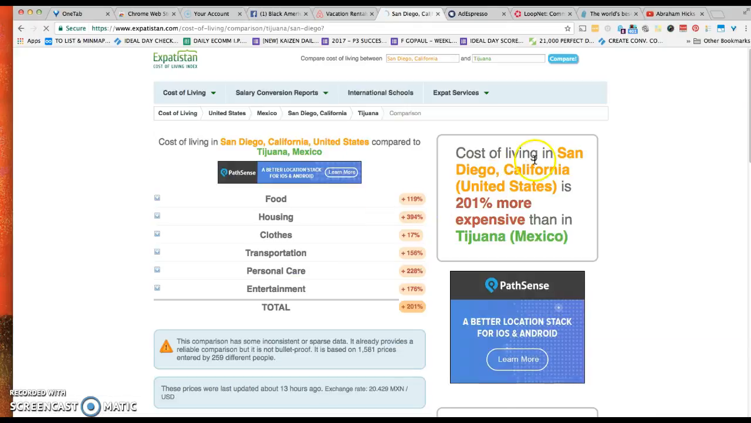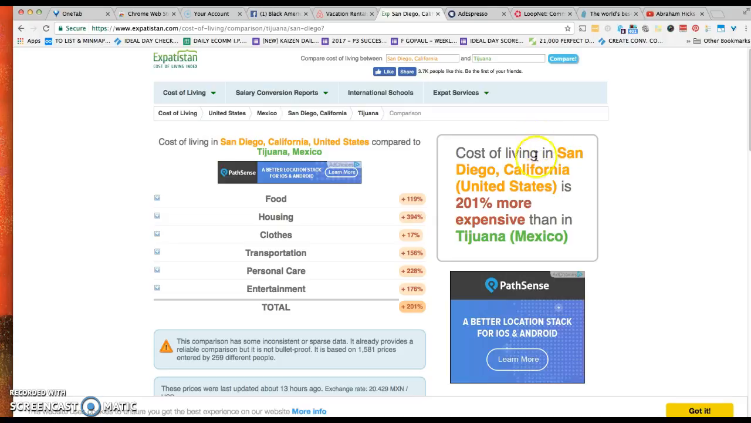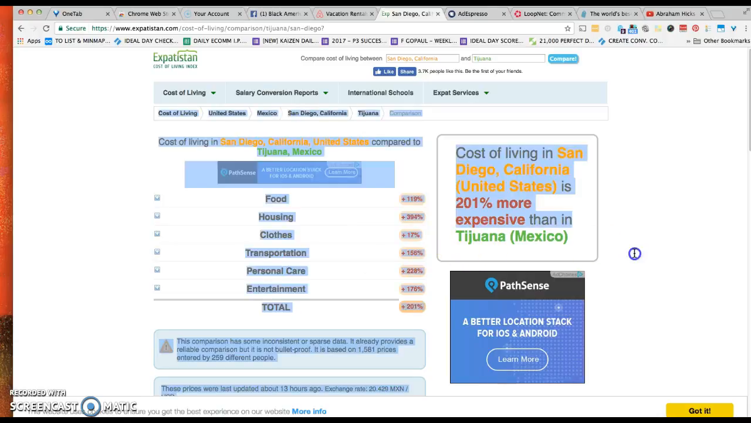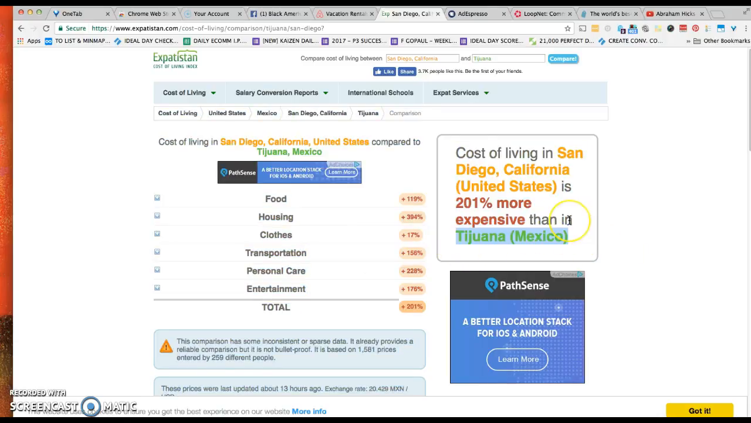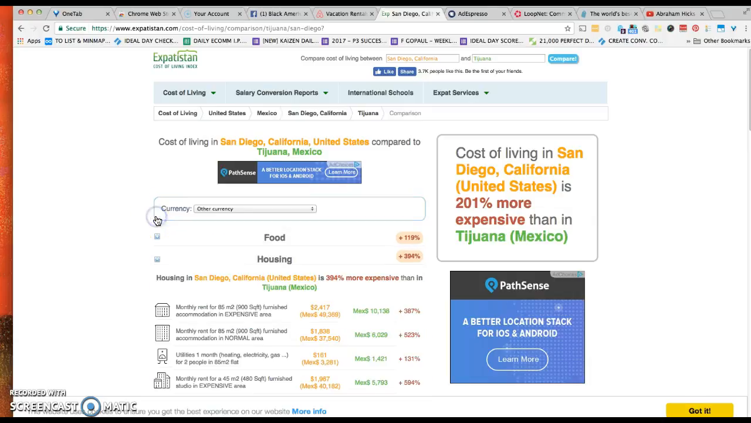So just by crossing the border, San Diego is over 200% more expensive than Tijuana. And by the way, these are all of the surrounding cities. I don't actually live in Tijuana. I live in Baja Norte, Rosarito. But look, you're paying almost 400% more.